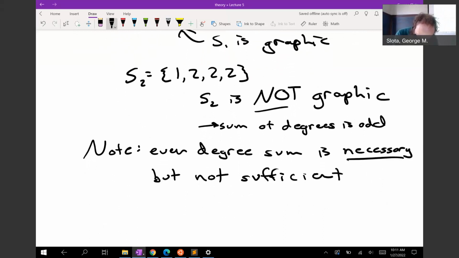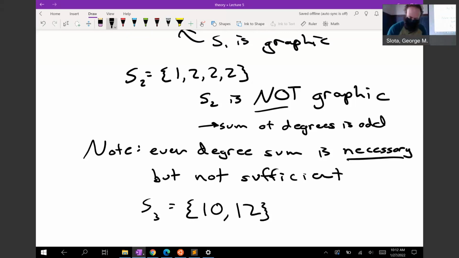I'll come up with a pretty trivial example here. Call it S3. Let's just say sequence cardinality 2: 10 and 12. Can we realize a simple undirected graph with two vertices, where one of those vertices has a degree of 10 and the other has a degree of 12? Well, that might be tough. I'd say here S3 is not graphic.